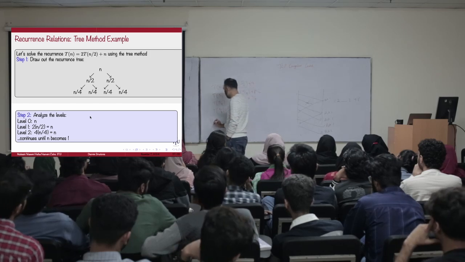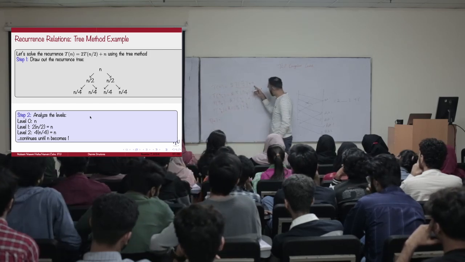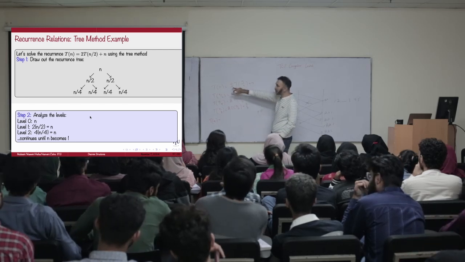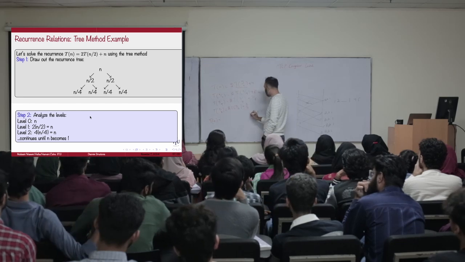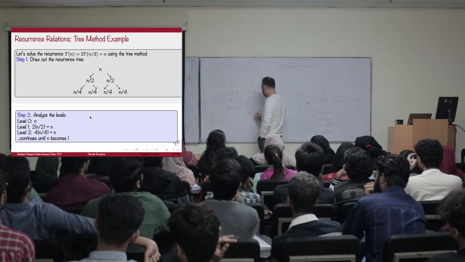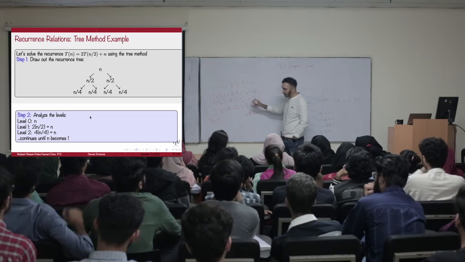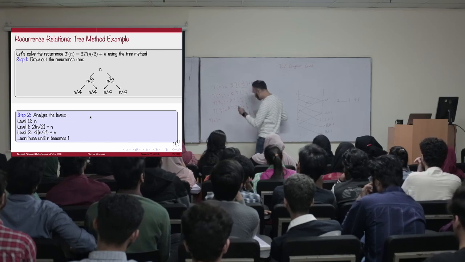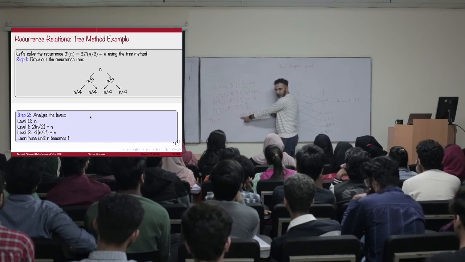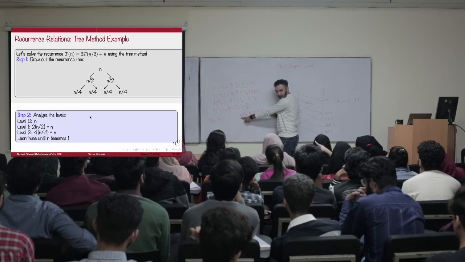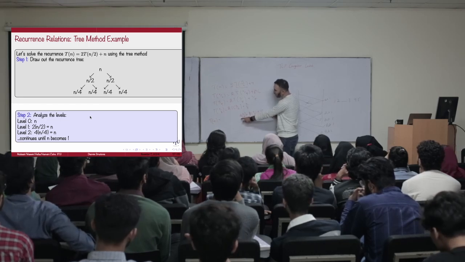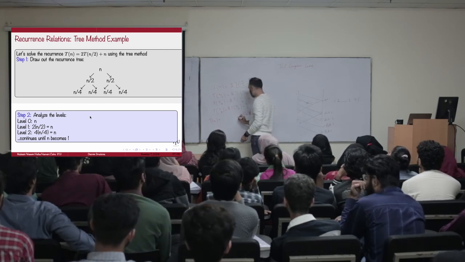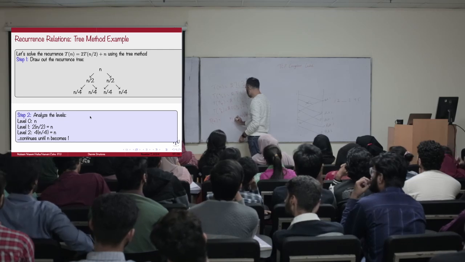I get T of n is equal to, first, this n. Then I get n over 2, but this n over 2 is multiplied by 2, so I get 2 times n over 2. Then I get n over 4, and this is going to be 4 times n over 4. You should know why this 4 is there. Yeah, this 4 is this 2 times this 2. And then you get 8 times n over 8.